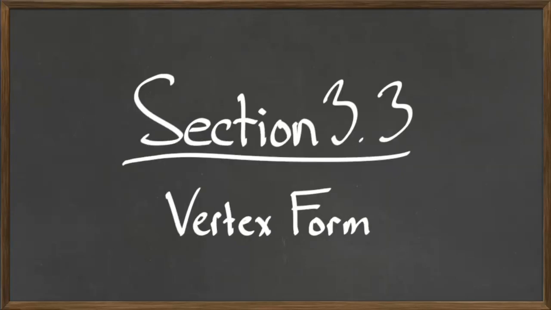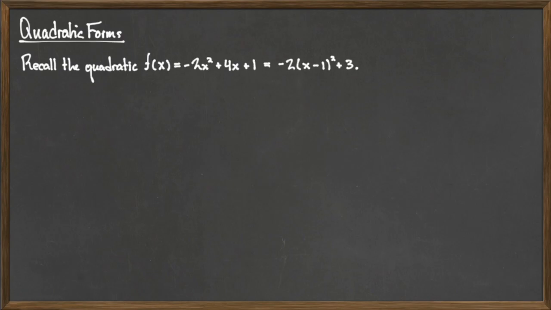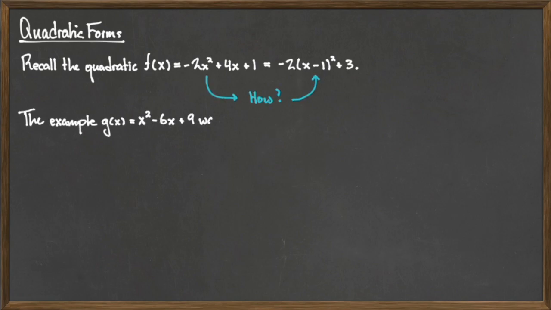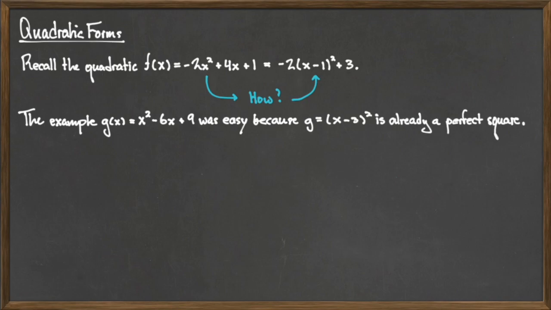Alright, so in this video we're going to talk about how to convert a standard form quadratic function into a vertex form quadratic function. Last time we gave the function f of x equals minus 2x squared plus 4x plus 1 and also said that this was its vertex form. Another example that was in the previous video was g of x equals x squared minus 6x plus 9. And it was easy to convert this into vertex form without much instruction because all we had to do was factor it. It just turns out that g is already a perfect square, and the vertex form is pretty much given to us for free in this case.